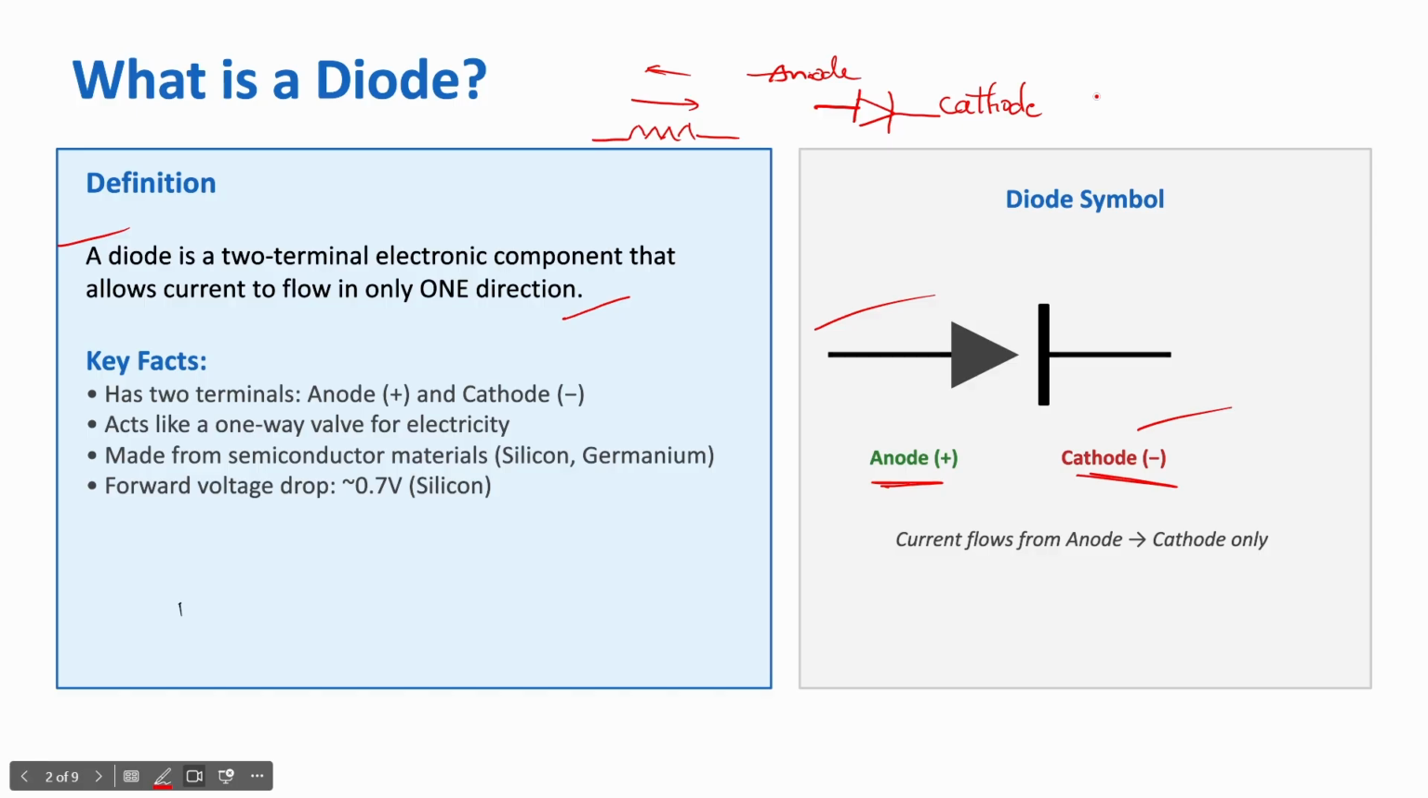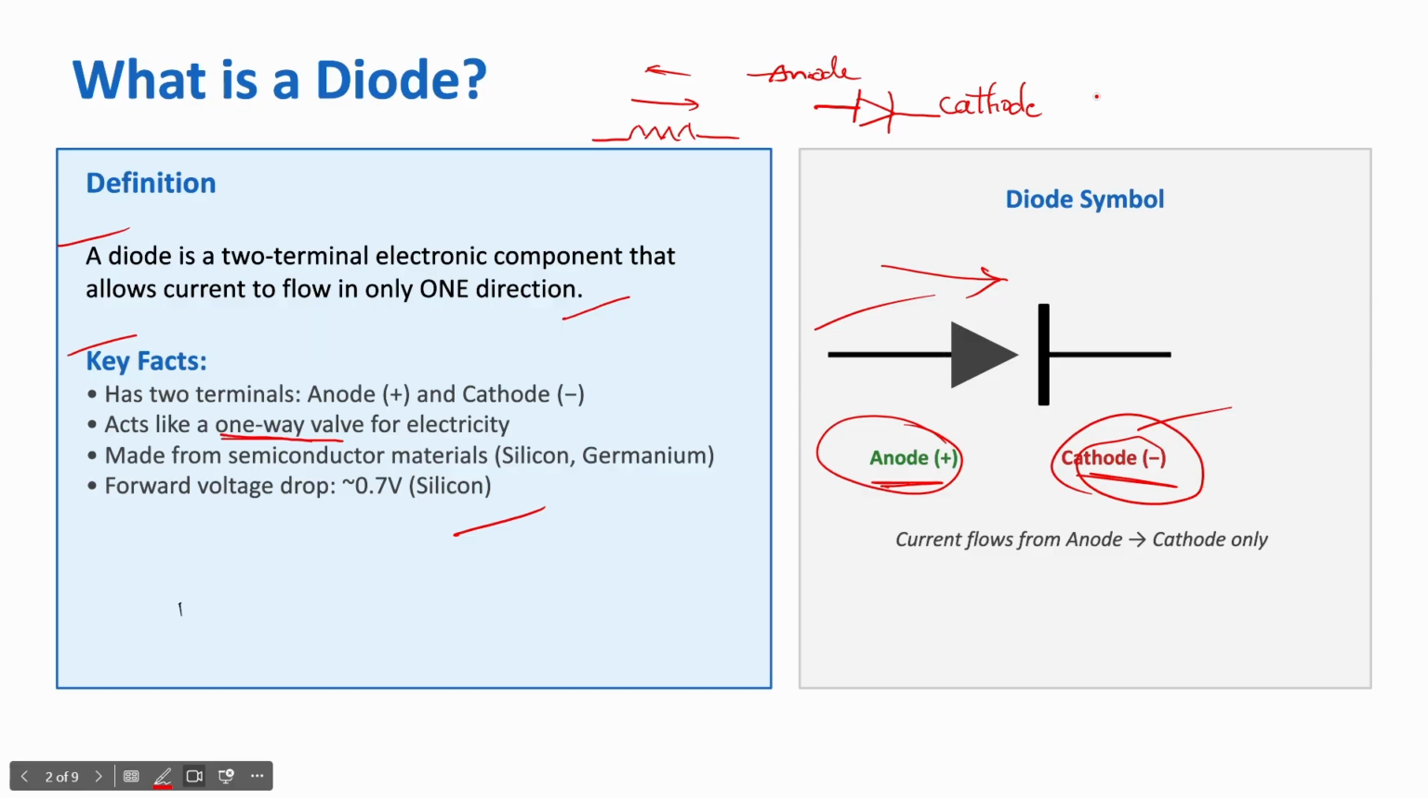Next, coming to the key points of the diode: it has two terminals. What are the two terminals here? Anode and cathode. It acts like a one-way valve for electricity. What is meant by one-way valve? The flow of current is only in one direction, from anode to cathode. I have to remember this point: the current flows in only one direction, from anode to cathode. That's why we call it a one-way valve for electricity, meaning current.